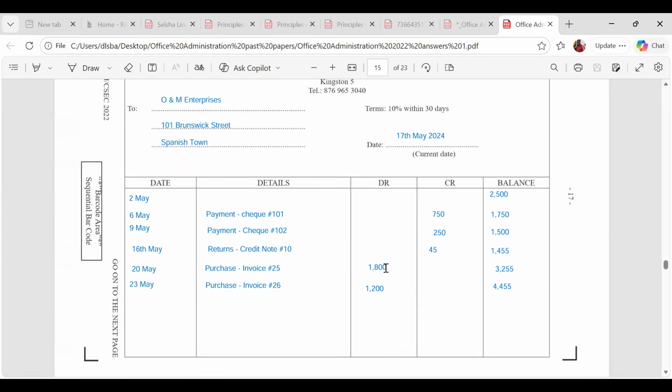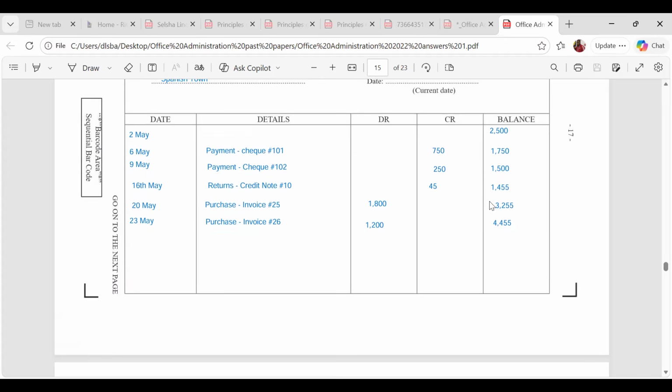But then they received two invoices, meaning an invoice is used when goods are bought on credit, when you're buying something and you owe for it. So if they receive those two invoices, that means they now owe money for those two invoices. So I add those two invoices to the balance. So the amount that they have outstanding now is 4,455.